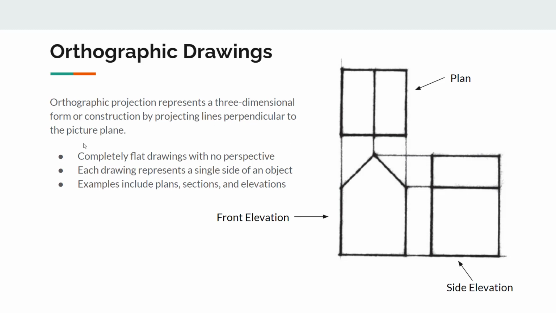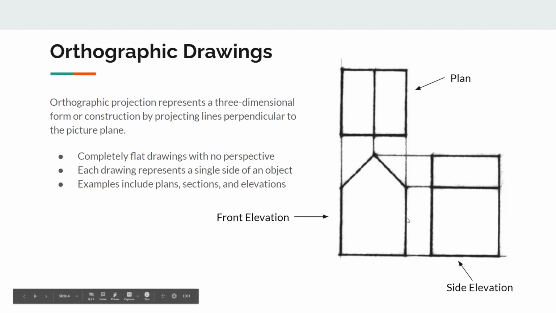All right, so just to reiterate, orthographic drawings, orthographic projections, they represent three-dimensional forms or construction by projecting lines perpendicular to the picture plane. Okay, so picture plane, that's a word that you probably ran into last year. Basically, that's just the plane that represents the user's point of view. All right, these are completely flat drawings. There's no perspective on them. Each drawing represents a single side of an object, and examples include plans, sections, and elevations.